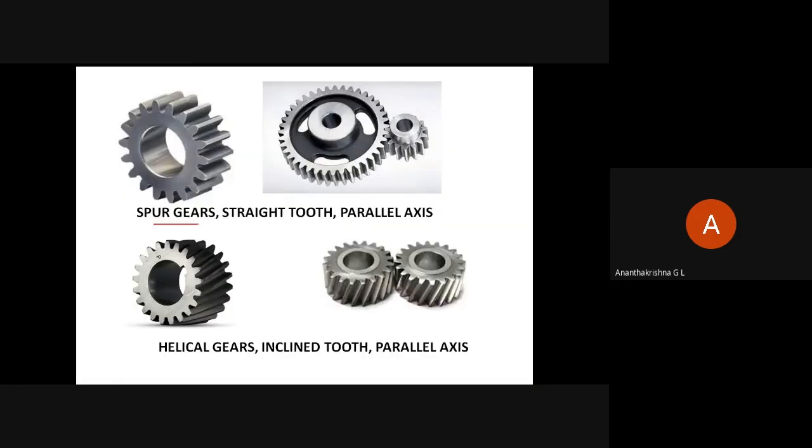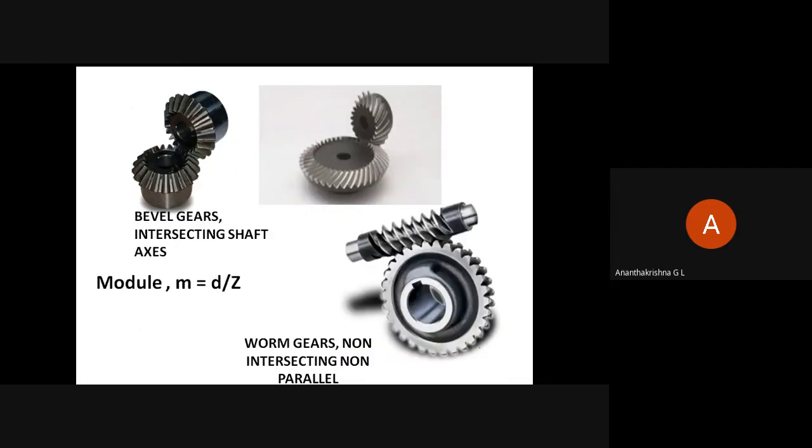So you have got spur gear, straight tooth, and parallel axis. This is helical gear, inclined tooth, and parallel axis. And this is again in bevel gears. It is a straight tooth here, and this is called the spiral tooth. This is worm and worm wheel. This is the worm wheel, and this is the worm shaft.